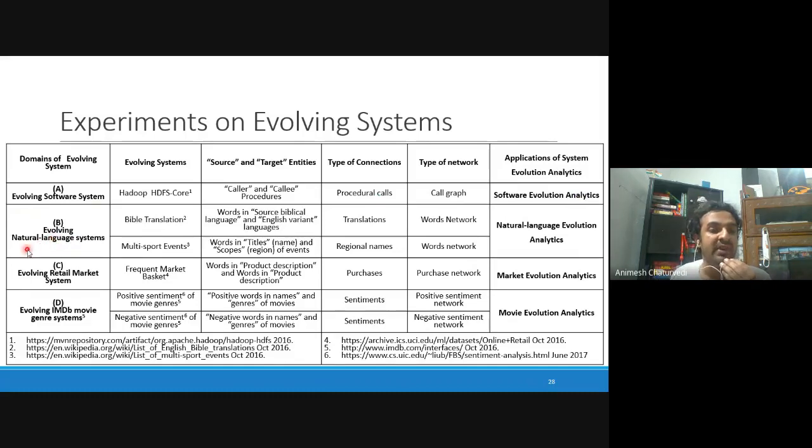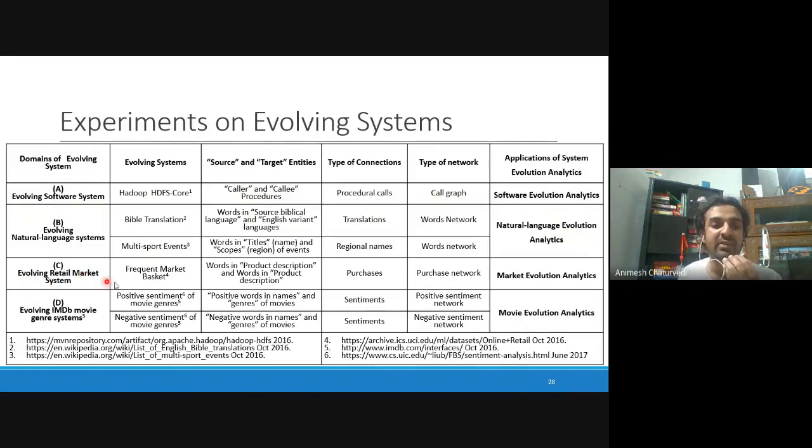Then in the case of evolving natural language systems like Bible translation and multi-sports events, we could have various words of various documents as our entities, as source entities and target entities in the case of directed networks or graphs. In the Bible translation there could be some connection, and in the multi-sports event, regional names could be some connections, and they both form a word network. Means there are various words and they form various graphs and networks out of them. When we apply system evolution analytics on an evolving natural language system, we term this application natural language evolution analytics.